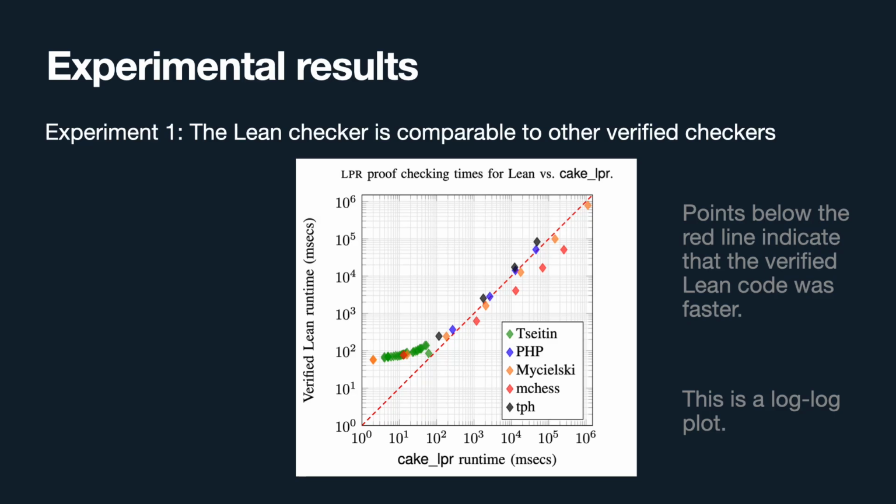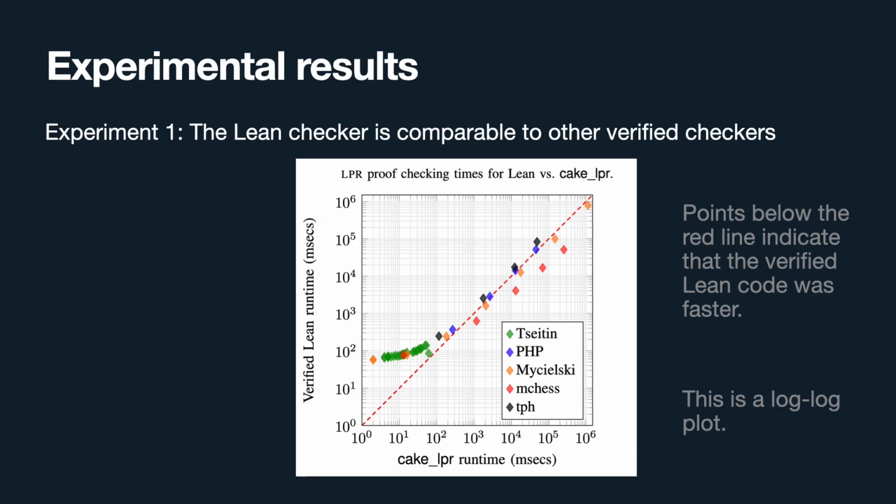So here on this plot, we have depicted on the x-axis the runtime for a verified checker called CakeLPR, which is verified to check LRAT and LPR proof files. And then on the y-axis, we have our verified Lean SR checker. In the middle of this plot, we have a dotted red line. Anything that lies below the red line indicates that our verified Lean code was faster. Anything above the red line means that CakeLPR was faster. And each diamond in the plot indicates one proof that was run on both checkers. And the axes for this plot are log-log.